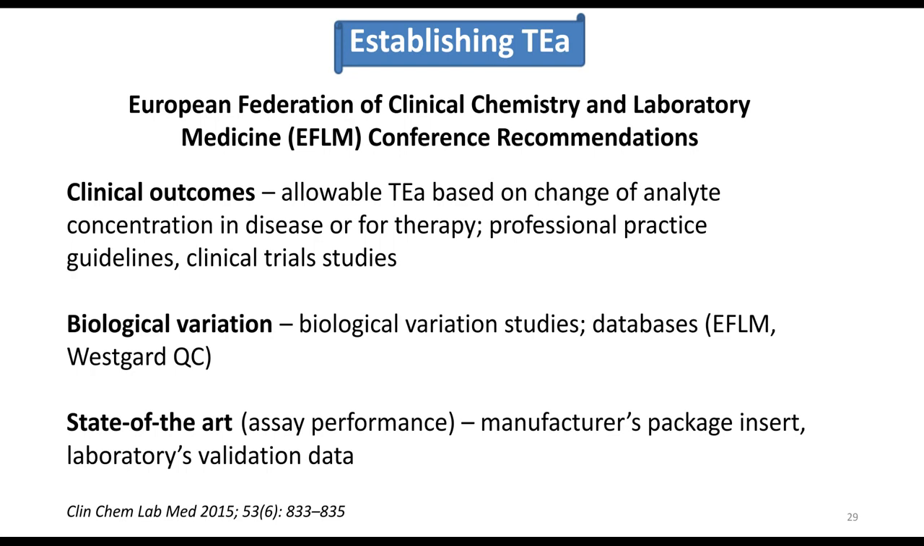Allowable total analytical error limits can also be derived from biological variation studies. So the biological variation is the natural fluctuation of an analyte in a stable patient. Biological variation information can be obtained from databases, like through the EFLM or the Westgard QC site. The allowable total error can also be established based on assay performance. So this would be like bias and imprecision expected for the assay. And you can find this information in the manufacturer's package insert or from the laboratory's own validation data.